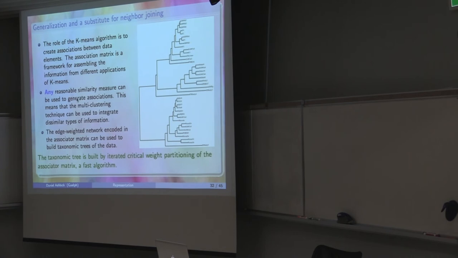Then the edge-weighted network encoded into the associator matrix can be used to build taxonomic trees of the data. Doing that has enormously better stability than neighbor joining. It probably is similar to Bayesian trees or maximum likelihood methods. I think it's faster. We're still doing the testing.